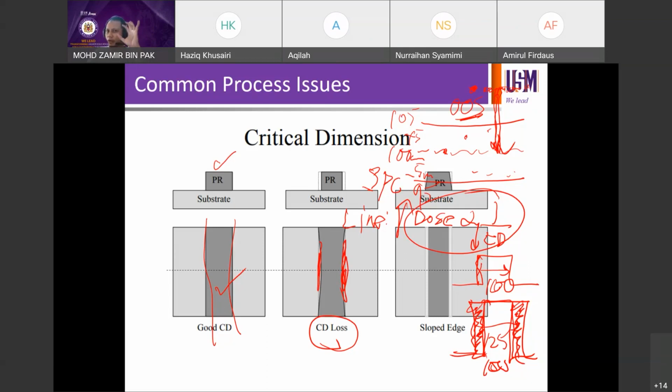If that stage is already vague and not clearly defined, just imagine what's going to happen next. In this case, you'll probably reduce the dose. Then what happens to the CD? Instead of 125, next batch you measure 135. So you reduce the dose? Right, you are going in the wrong direction, the opposite direction.